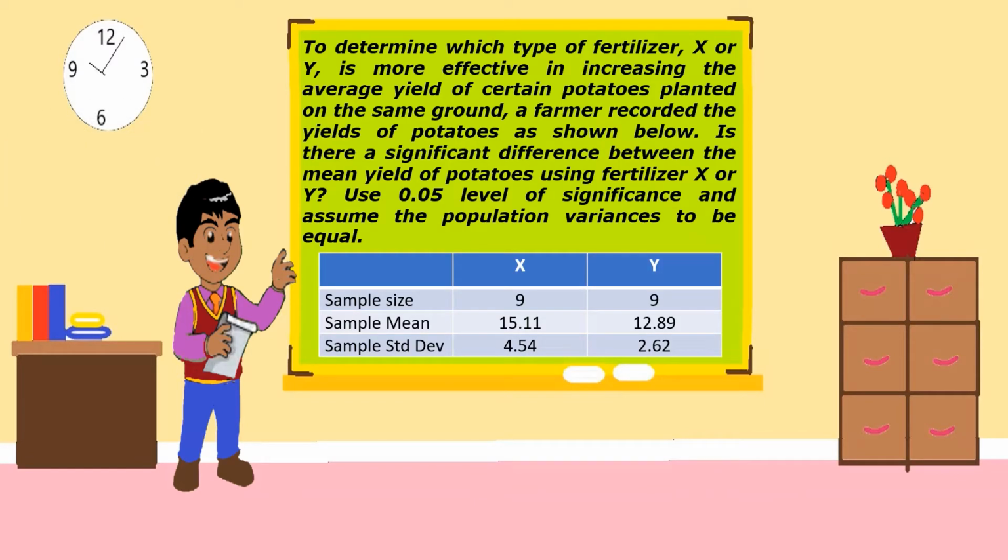To determine which type of fertilizer X or Y is more effective in increasing the average yield of certain potatoes planted on the same ground, a farmer recorded the yields of potatoes as shown below. Is there a significant difference between the mean yield of potatoes using fertilizer X or Y? Use 0.05 level of significance and assume the population variances to be equal. So our fertilizer X has a sample size of 9, sample mean of 15.11, and a sample standard deviation of 4.54. For fertilizer Y, sample size of 9, sample mean of 12.89, and a sample standard deviation of 2.62.